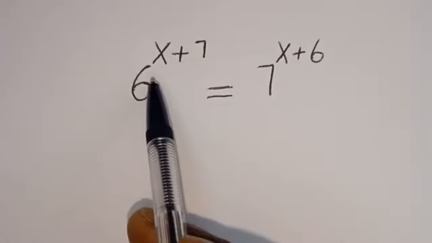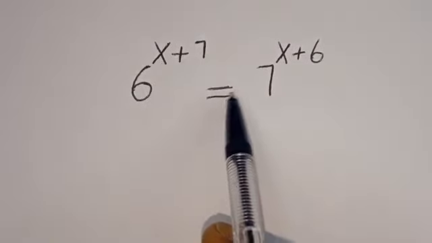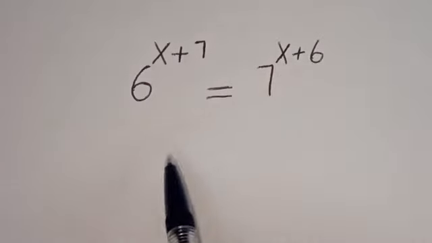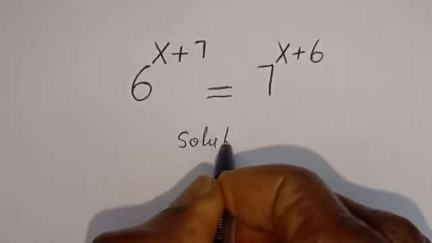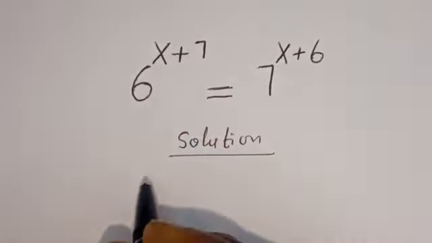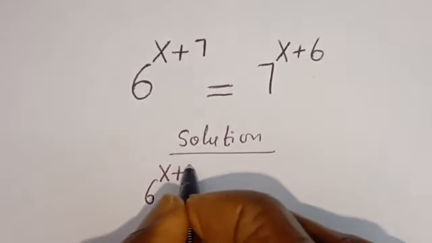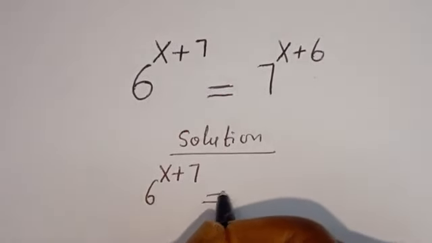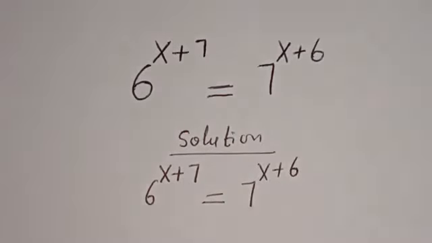Hello, how to solve for x in this equation: 6 to the power of x plus 7 is equal to 7 to the power of x plus 6. Solution. Here we have the given equation 6 to the power of x plus 7 is equal to 7 to the power of x plus 6.